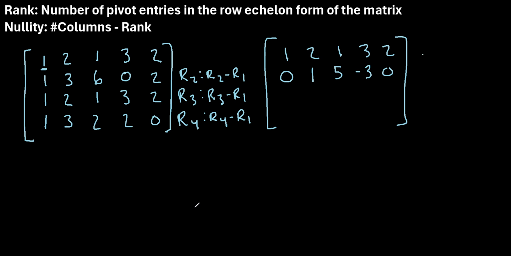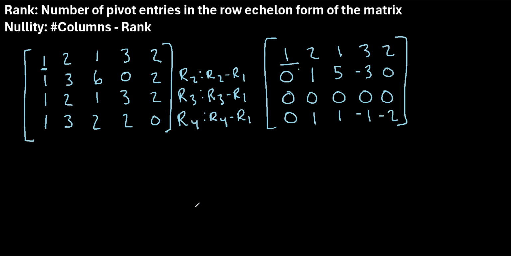Now row 3 becomes row 3 minus row 1. So 1 minus 1 is 0. 2 minus 2 is 0. 1 minus 1 is 0. 3 minus 3 is 0. And 2 minus 2 is 0. And row 4 we said will become row 4 minus row 1. So 1 minus 1 is 0. 3 minus 2 is 1. 2 minus 1 is 1. 2 minus 3 is negative 1. And lastly, 0 minus 2 is negative 2.